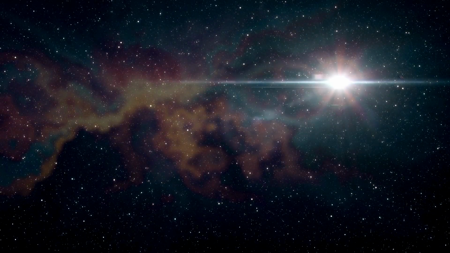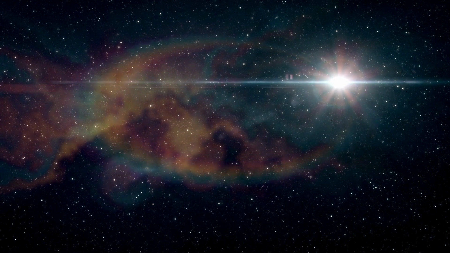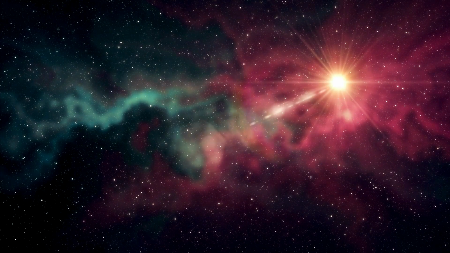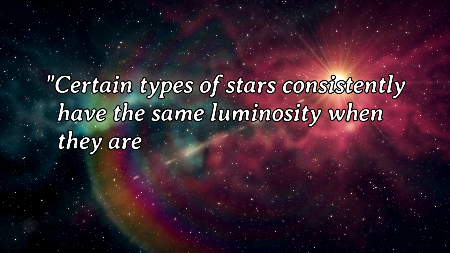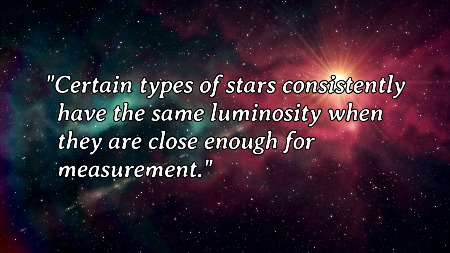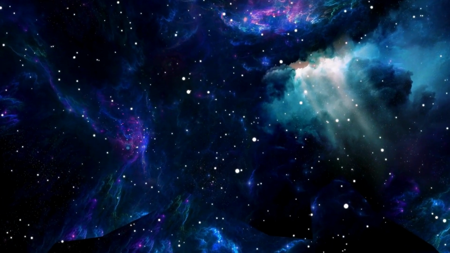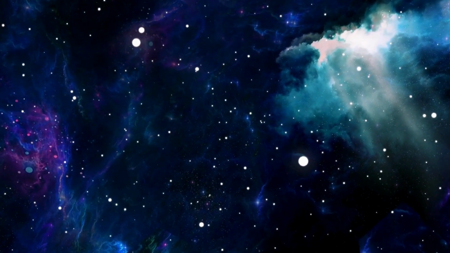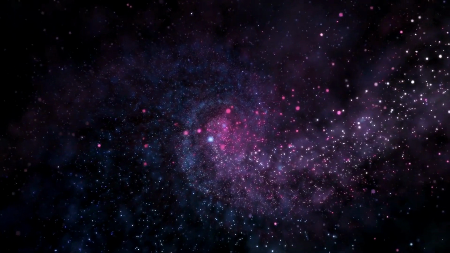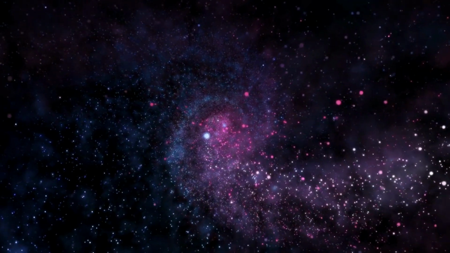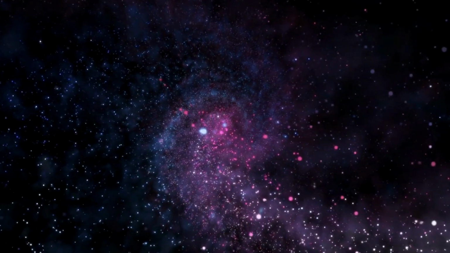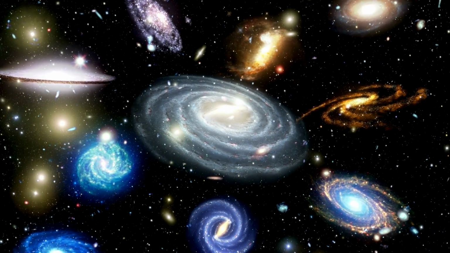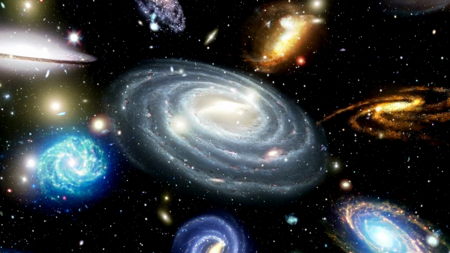Conversely, if the luminosity of stars in other galaxies were known, their distance could be derived by measuring their apparent brightness. Hubble made a crucial observation. Certain types of stars consistently have the same luminosity when they are close enough for measurement. Therefore, he reasoned that if these stars were found in another galaxy, their luminosity could be assumed to be constant. This insight enabled him to calculate the distance to that galaxy. By applying this method to multiple stars within the same galaxy and consistently obtaining the same distance, Hubble gained confidence in his estimates. Through this approach, Edwin Hubble determined the distances to 9 different galaxies.